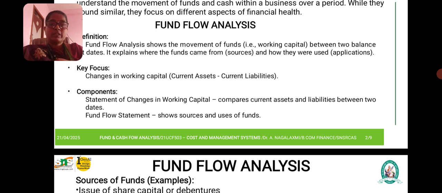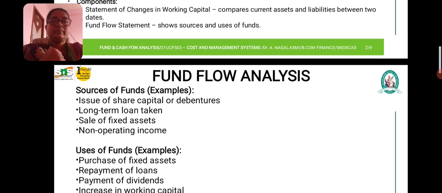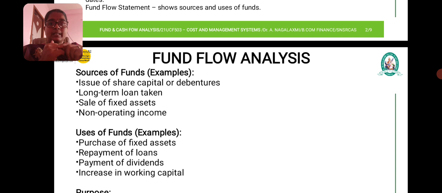Next is the fund flow statement. The fund flow statement is the statement prepared to show the sources and uses of funds: from what sources we got the fund and on what we utilized that fund. So, for that we prepare the fund flow statement. Now, we are going to see the sources of funds. Some examples of sources of funds.